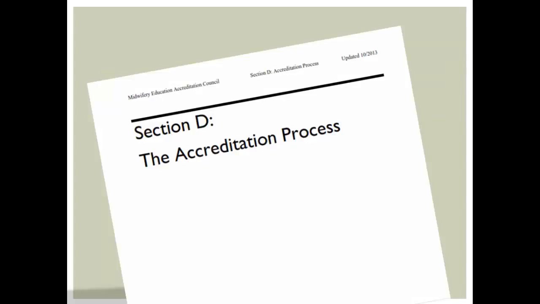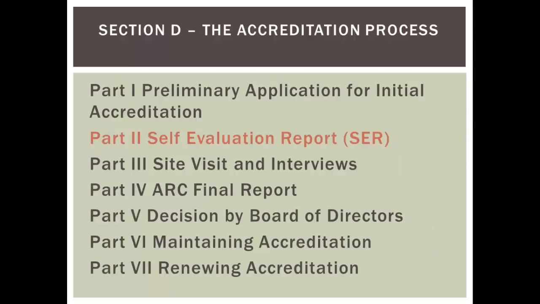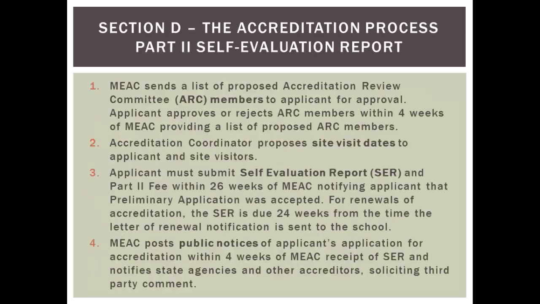Now that the MEEC board has adopted the language and process, I'd like to provide a bit of orientation. All parts of the MEEC accreditation process are now located in new Section D of the MEEC Handbook. For this training, we are particularly interested in Part 2 of the process, which deals with the self-evaluation report. This is where the ARC gets its first chance to consider how the school has addressed the benchmark requirements.